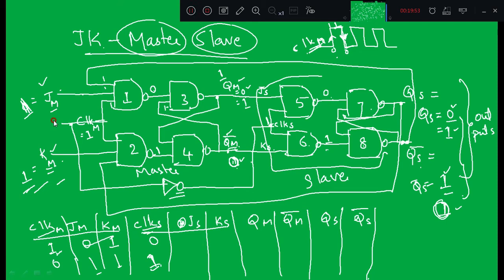So even if I keep JM equal to KM equal to high, we do not get any further change in the master slave.